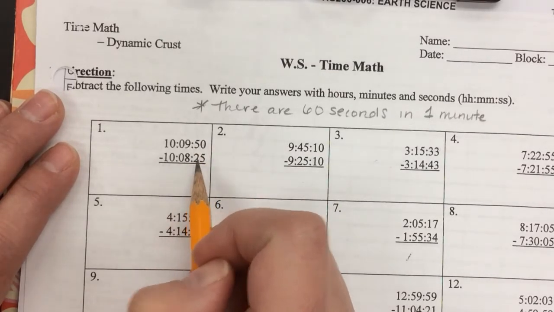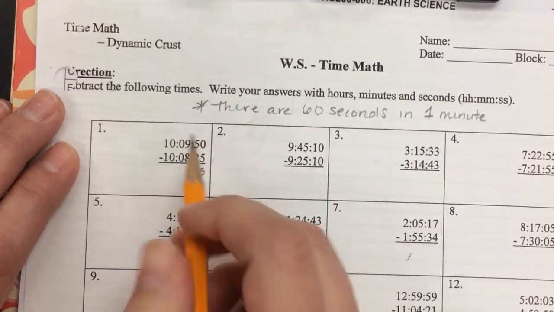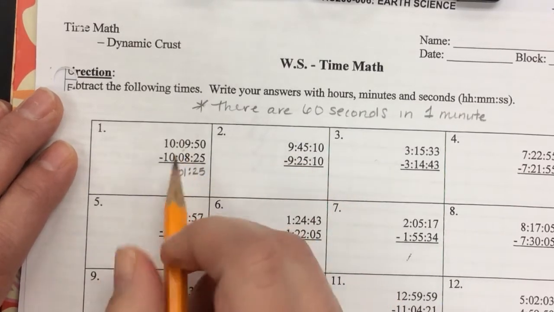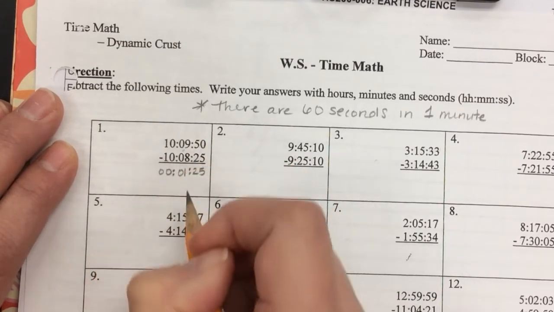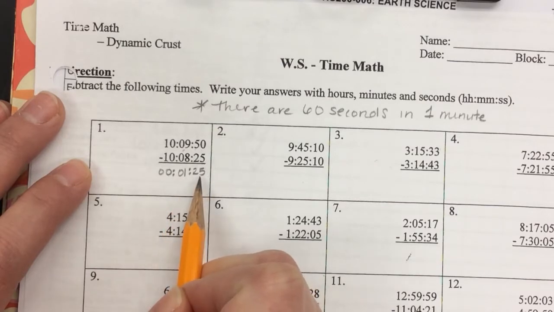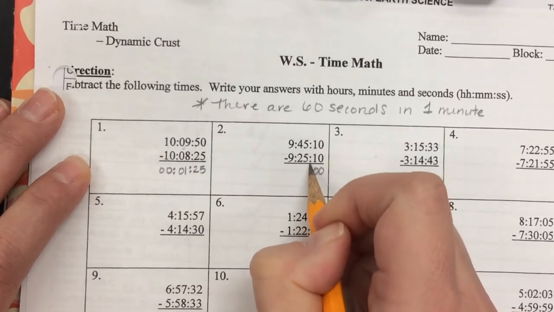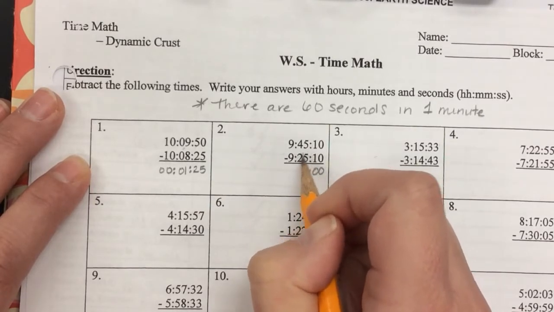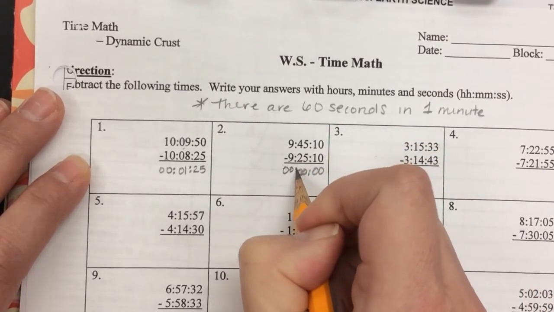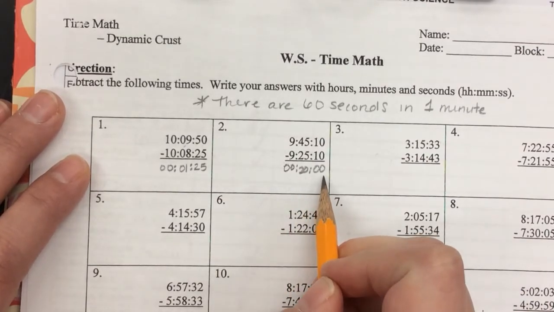So we have 50 minus 25, which gives me 25. Then we have 9 minus 8, which gives me 1. And 10 minus 10 is 0. So our time difference is 0 hours, 1 minute, 25 seconds. Let's do another one. 10 minus 10, pretty easy, 0. 45 minus 25 is 20. And 9 minus 9 is 0. So for the second one, we have 0 hours, 20 minutes, and 0 seconds.